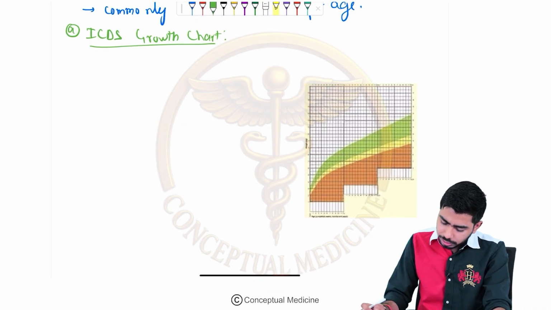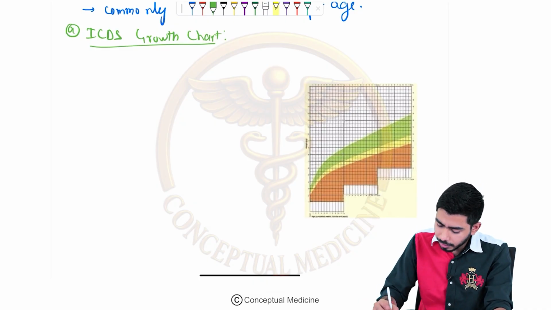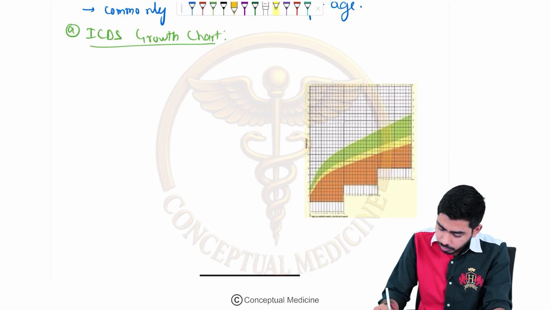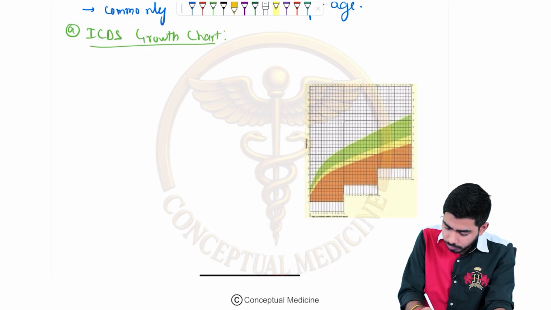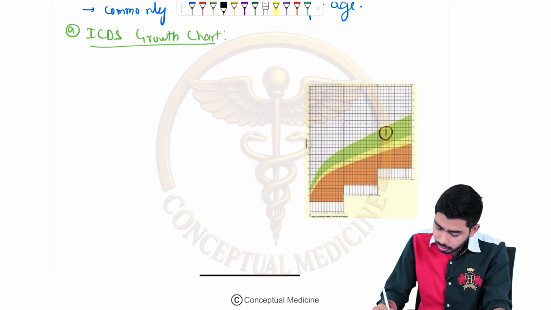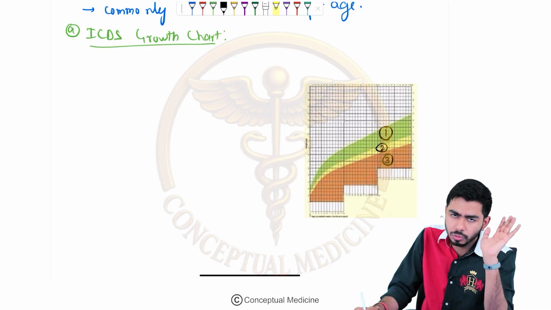This particular image we shall remember just for the color coding purpose. In the very first one, you can see that this color is also not visible over here. I think black one is fine. So in the first one, you can see the green color. In the second one, this is the yellow zone, and the third one is the red zone. So we are talking about 3 zones in the ICDS growth chart, right?